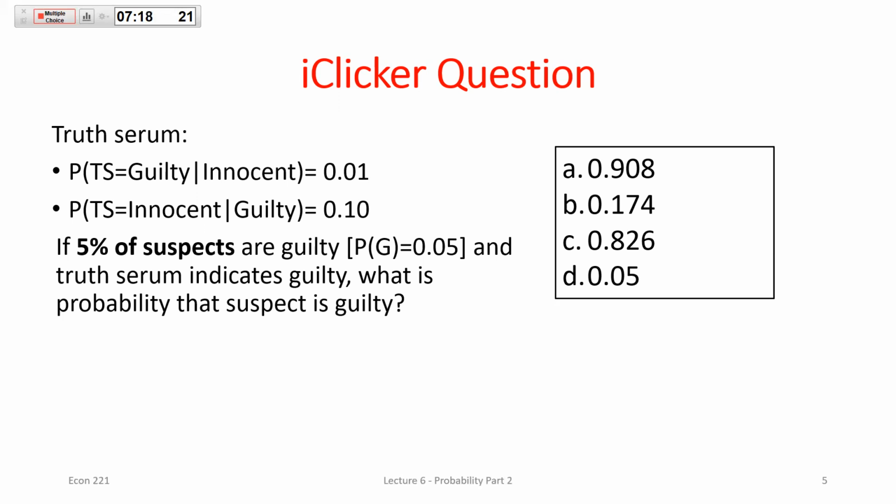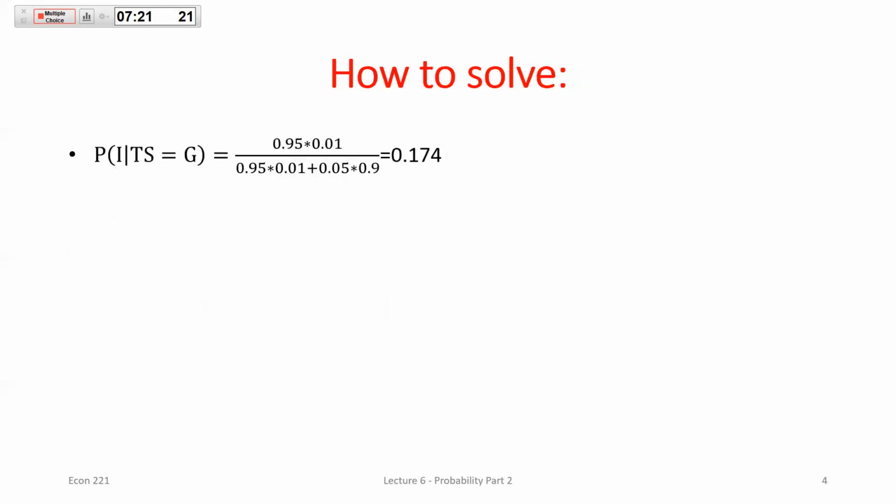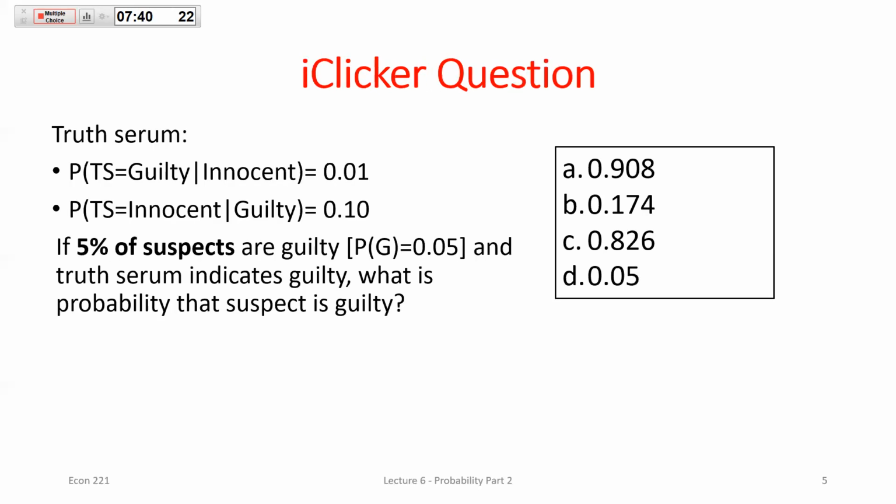So here we found, given that the true serum makes them say they're guilty, the probability that they're actually innocent in the previous example was 0.174, right? So if I'm just looking at these, conditioning on the same outcome of the test, but looking for the probability now that they are in fact guilty, what do you think these two conditional probabilities likely add up to?